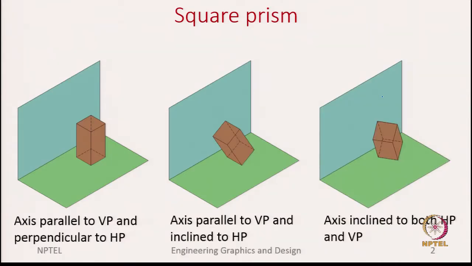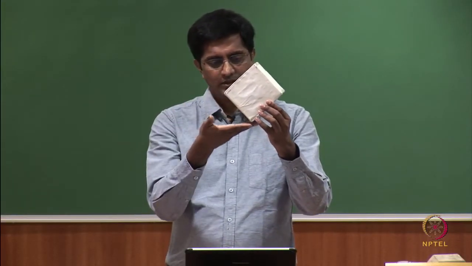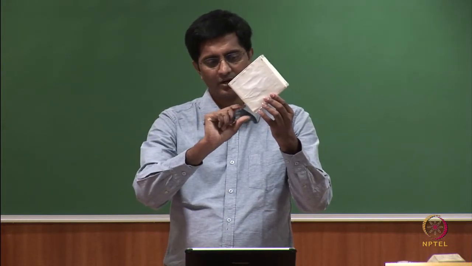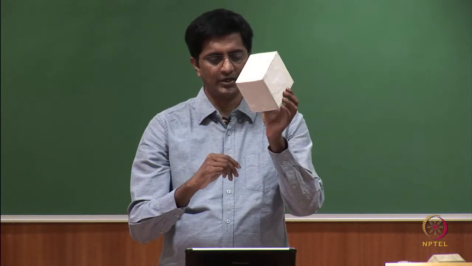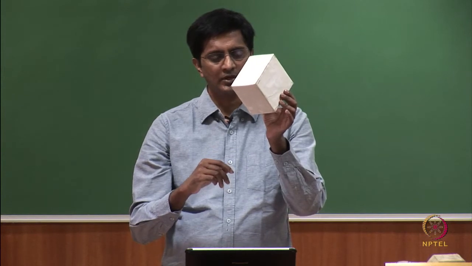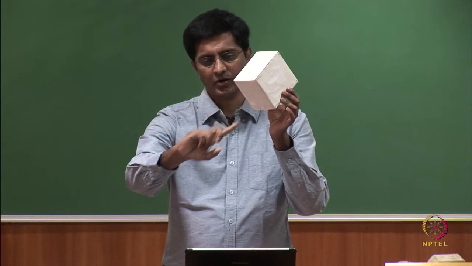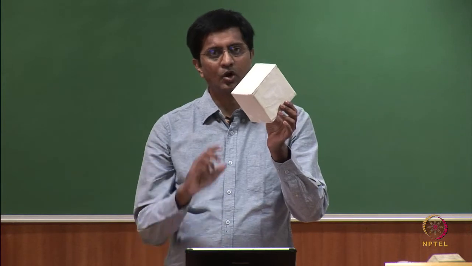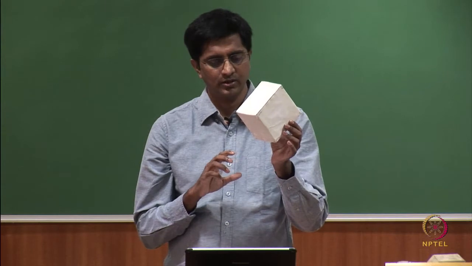But now, let us say it is inclined to both the horizontal and vertical planes. So, now I will rotate this object. I will maintain this angle with the horizontal plane and then rotate it. If I rotate in this fashion, the axis makes an angle with the horizontal plane and it will also make an angle with the vertical plane. Okay. So, how do we define this object in a particular orientation?